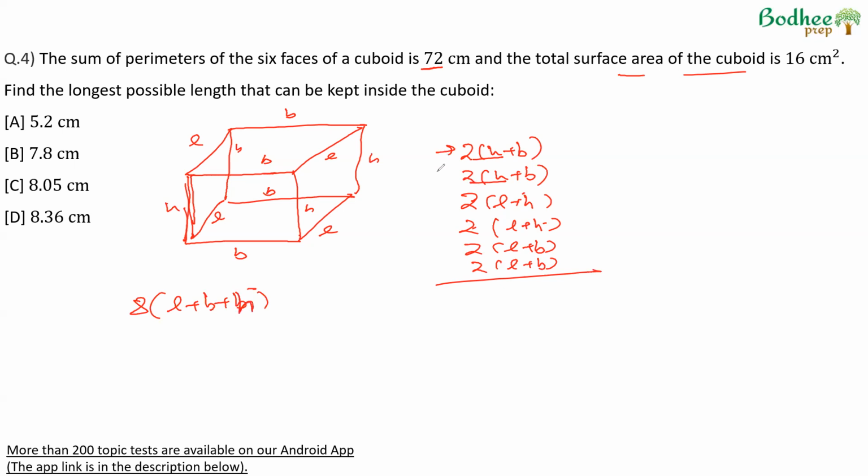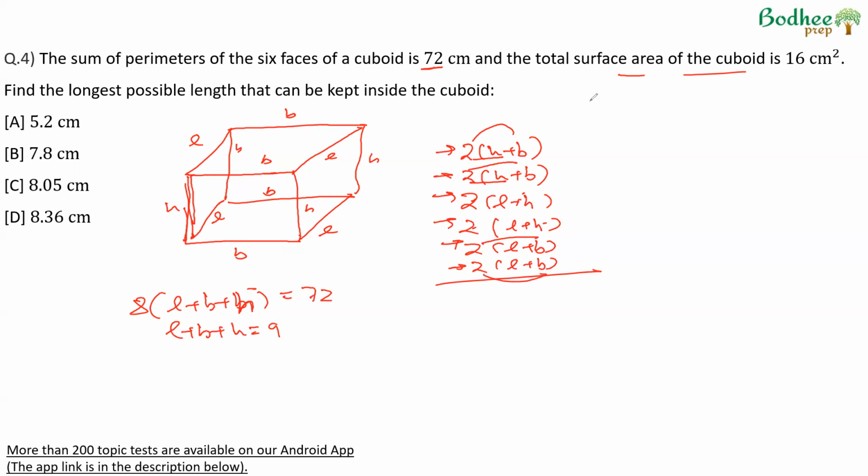Total there are 1, 2, 3, 4, 5, 6. Each term has 4 letters, H, H, B, B. So total 24 letters. Each letter is used equally. 3 letters are there, so therefore 8 into L plus B plus H. This is 72. So we get L plus B plus H is 9. Or you can simply add 1 by 1. If you look at B, 2B, 4B, 6B, 8B, and similarly L.